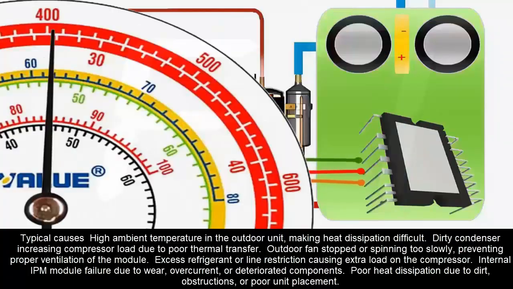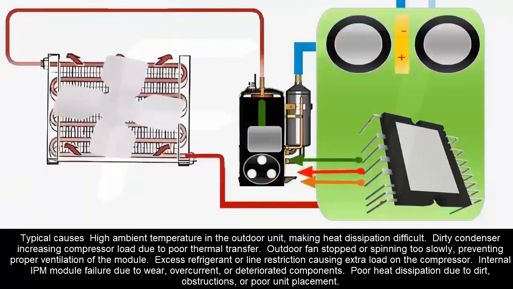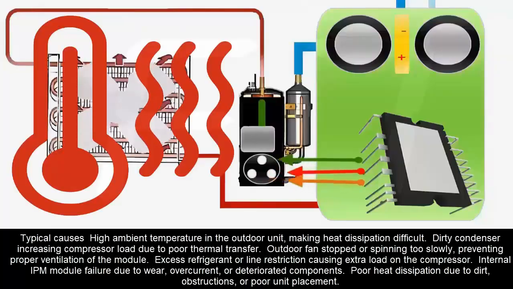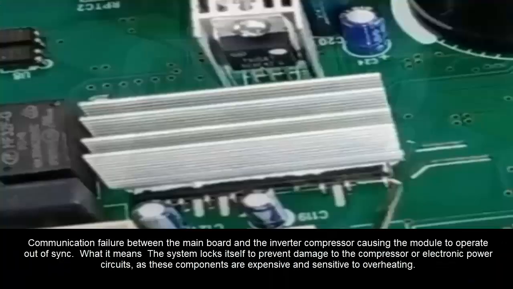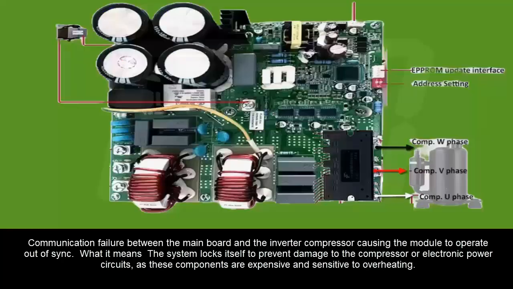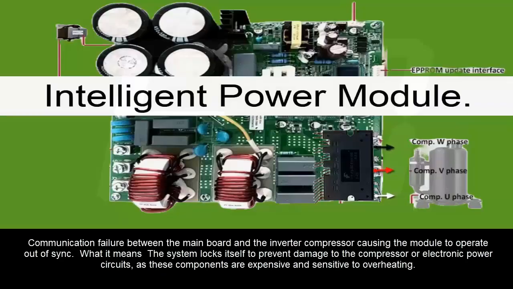Excess refrigerant or line restriction causing extra load on the compressor. Internal IPM module failure due to wear, overcurrent, or deteriorated components. Poor heat dissipation due to dirt, obstructions, or poor unit placement. Communication failure between the main board and the inverter compressor causing the module to operate out of sync. What it means: the system locks itself to prevent damage to the compressor or electronic power circuits, as these components are expensive and sensitive to overheating.